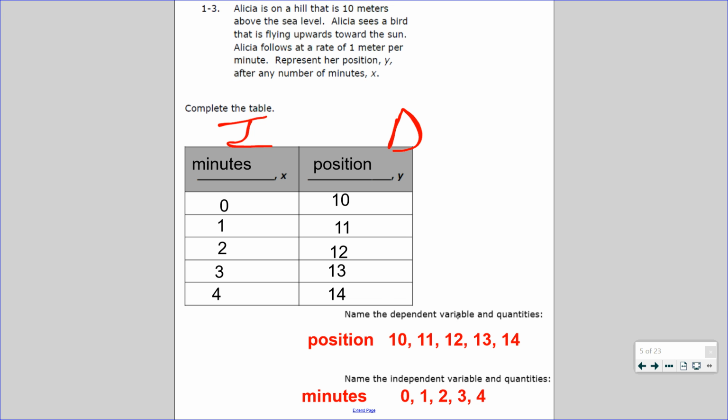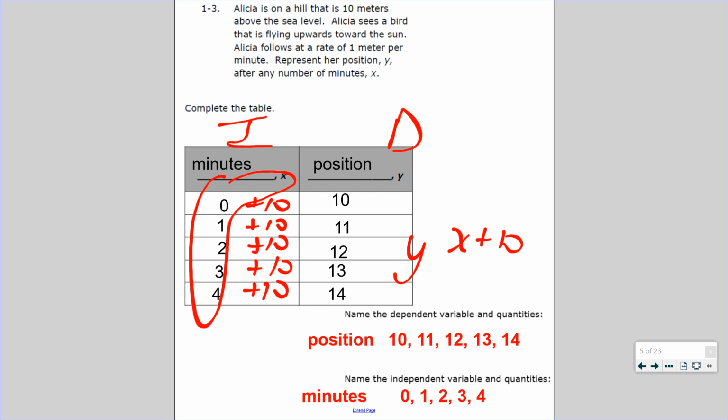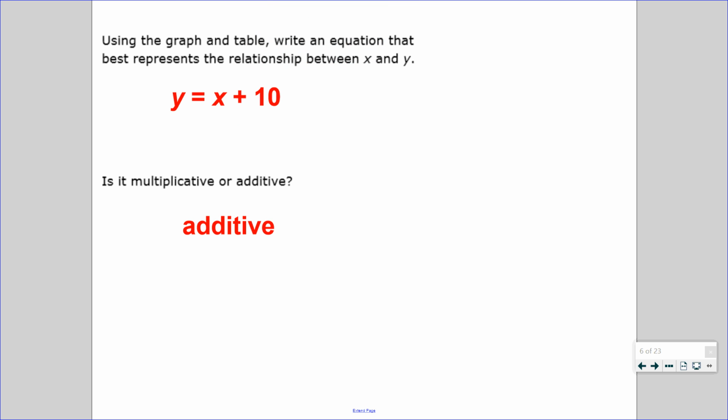So name the dependent variable. Dependent are 10, 11, 12, 13, 14. The independent is 0, 1, 2, 3, 4. Now, what is the equation? Plus 10, plus 10, plus 10, plus 10, plus 10. How would you write that? We're adding 10 to these numbers. What letter do you see here? X. So it's x plus 10, or y equals x plus 10. And what type of relationship? Additive.